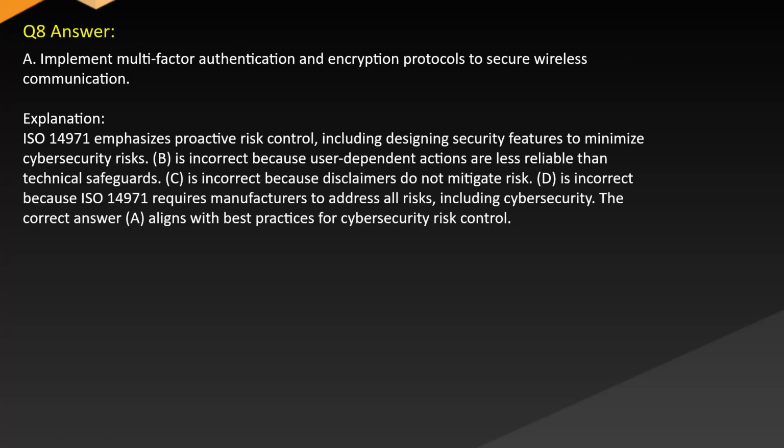Answer: A. Implement multi-factor authentication and encryption protocols to secure wireless communication. Explanation: ISO 14971 emphasizes proactive risk control, including designing security features to minimize cybersecurity risks. B is incorrect because user-dependent actions are less reliable than technical safeguards. C is incorrect because disclaimers do not mitigate risk. D is incorrect because ISO 14971 requires manufacturers to address all risks, including cybersecurity. The correct answer A aligns with best practices for cybersecurity risk control.